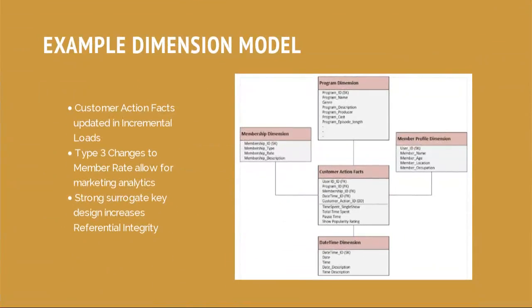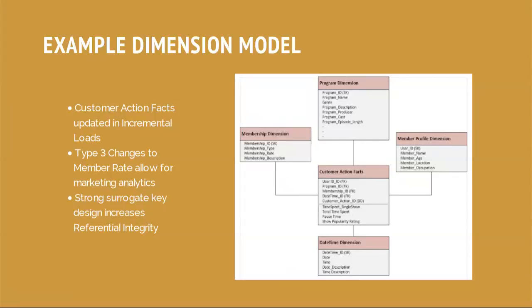Let's next go back and take a look at our example dimension model. The first thing we want to illustrate here is the customer action facts table and how that would be updated in incremental loads. These types of loads are also known as type 3 changes, which are a type of slowly changing dimension that requires a new column being added to the dimension table, or in the case of metadata information, updating tags such as the main genre or ranking of a program.